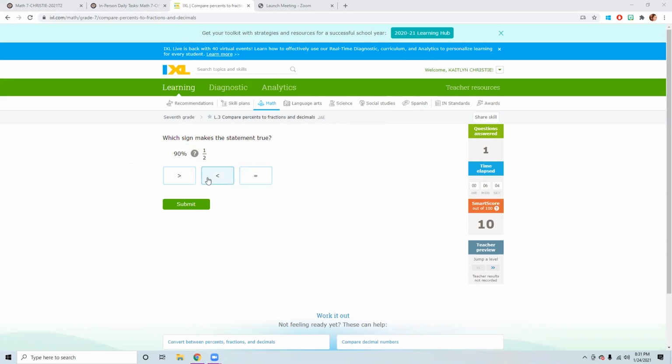They gave us another percent and fraction. This one's super easy. 90% is going to be 0.90. And then a half, I know, is 50 cents. So it's going to be 0.50. Now that I've converted those into decimals, the same language, I can compare them. So 90 is bigger than 50. I'd rather have 90 cents than 50 cents.